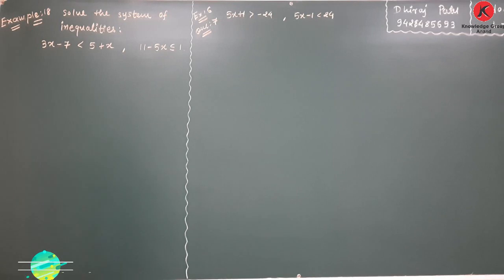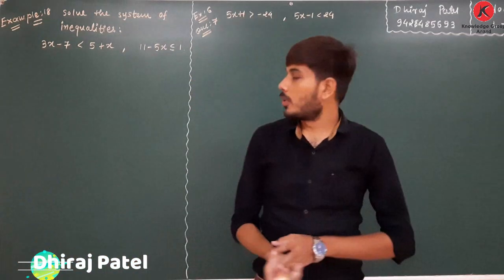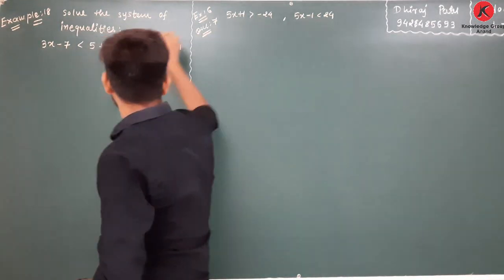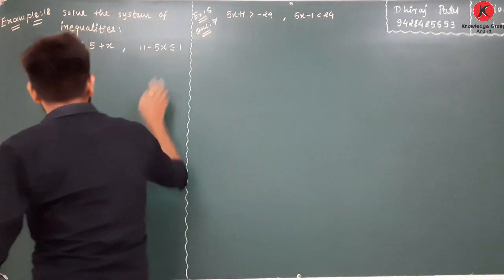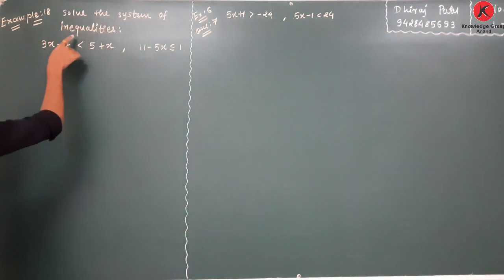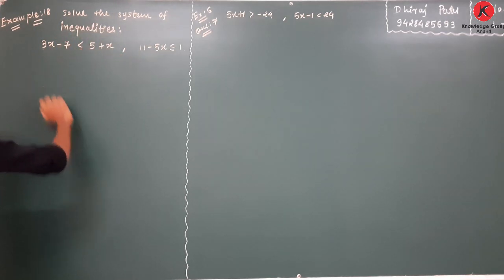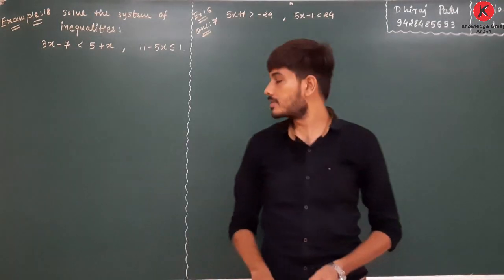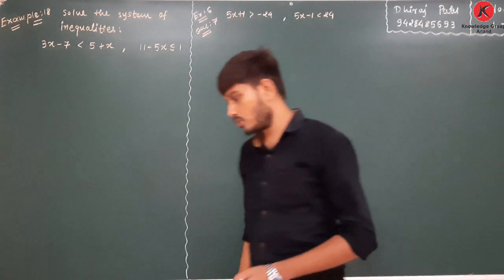Now the next questions. Solve the system of inequalities. It is Example number 18. Exercise 6, questions number 7, 8, 9, 10 are the questions. Solve the system of inequalities. See, the system of inequalities is given here: 3x minus 7 less than 5 plus x. Second one, 11 minus 5x less than equals to 1.